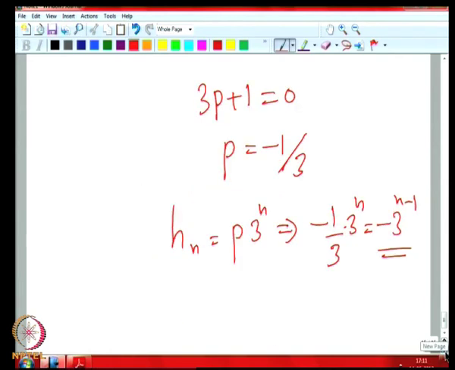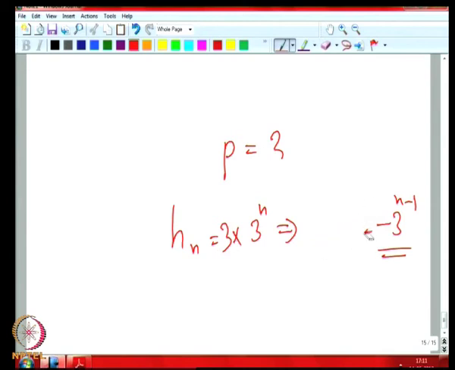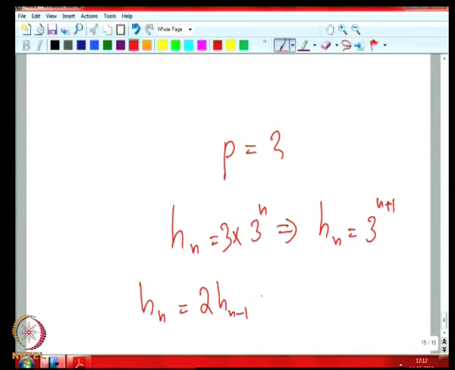So we can see that p equal to 3. So this was wrong; p equal to 3 is what is coming. So hn equal to 3 raised to n plus 1. Now we will check whether it is working out, that hn equal to 2 times hn minus 1 plus 3 raised to n. Yeah, because this is 3 raised to n plus 1.